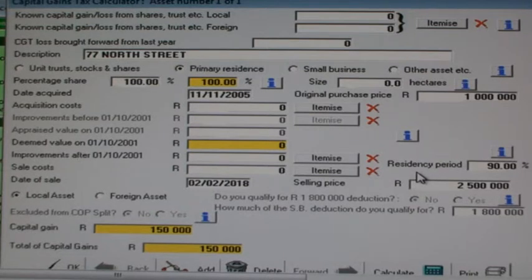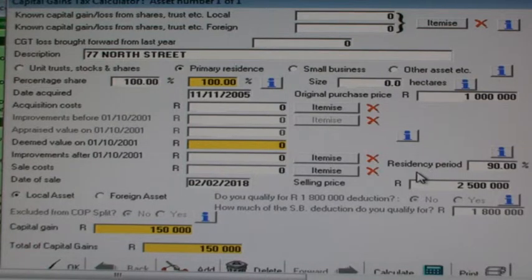Here we have a primary residence which we bought in 2005 for 1 million rand and sold recently for 2.5 million. With a profit of 1.5 million and a primary residence exclusion of 2 million, we'd expect zero capital gain, but we can see a capital gain of 150,000 rand.